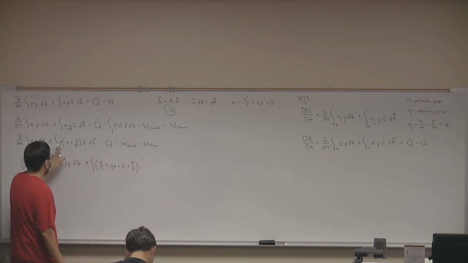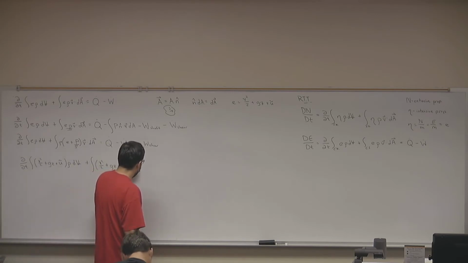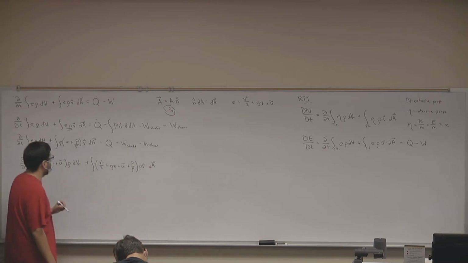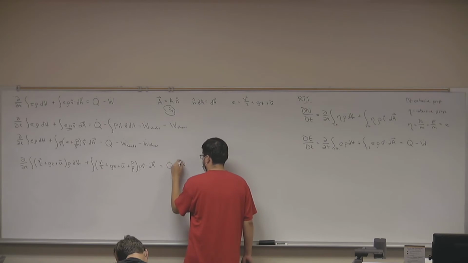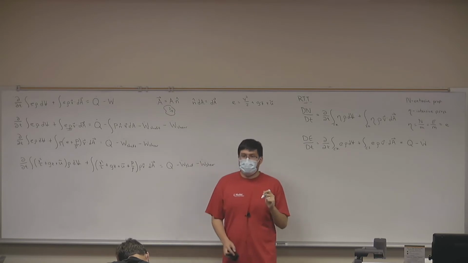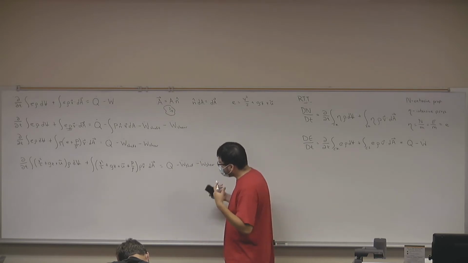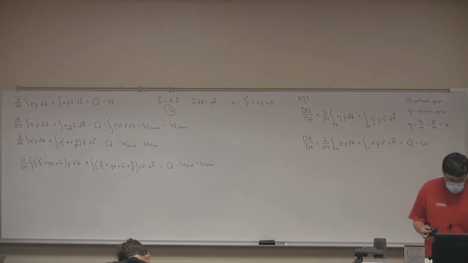All this multiplied by density, and then the flux, the flow: density and then V dot dA. And all this equals heat transfer minus shaft work minus shear work. Is the equation easier now? Looks bigger. Okay, but we can work with this. Don't worry.